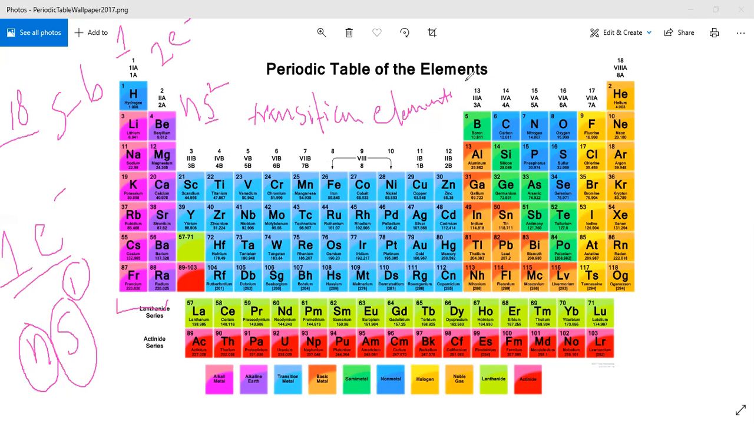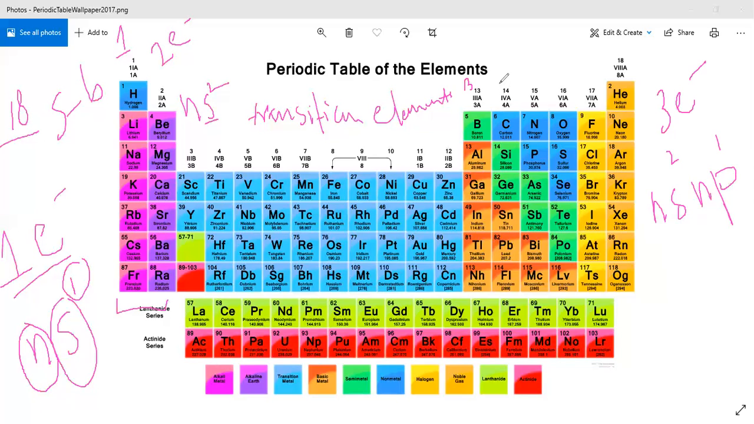Here we have group number 13: boron, aluminium, gallium, indium, thallium. These elements are in group 13. Elements of group 13 have 3 electrons in their outermost shell. Their electronic configuration ends at ns2 np1. n represents the number of the shell, and s and p represent the subshells.